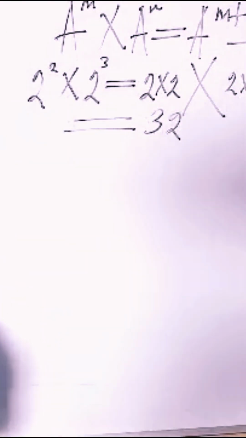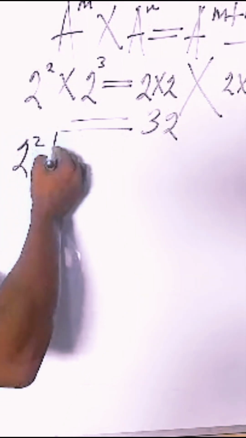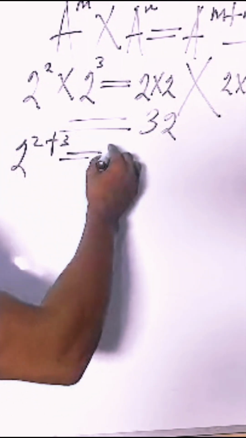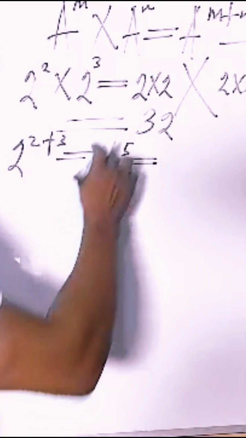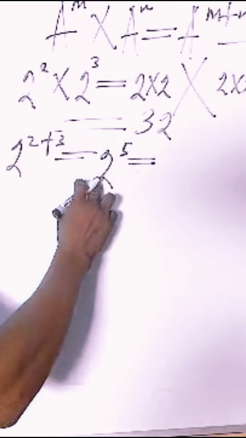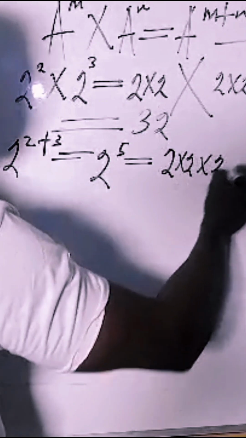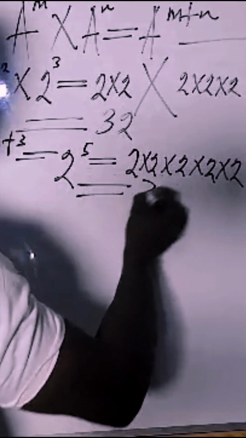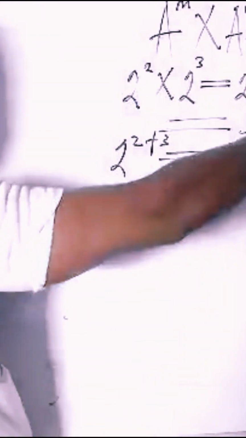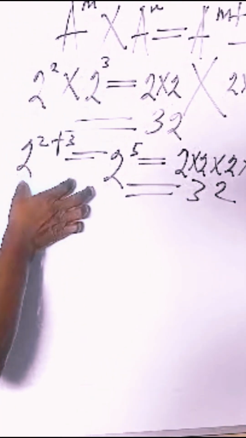This particular expression could be written also as 2 raised by 2 plus 3, and that is equal to 2 raised by 5. Then 2 raised by 5, this is called the exponent and this is called the base. That is equivalent to 2 times 2 times 2 times 2 times 2, and that is equal to 32. Since the result obtained here is equal to the result obtained here, it can therefore be concluded that this expression is equivalent to this expression.